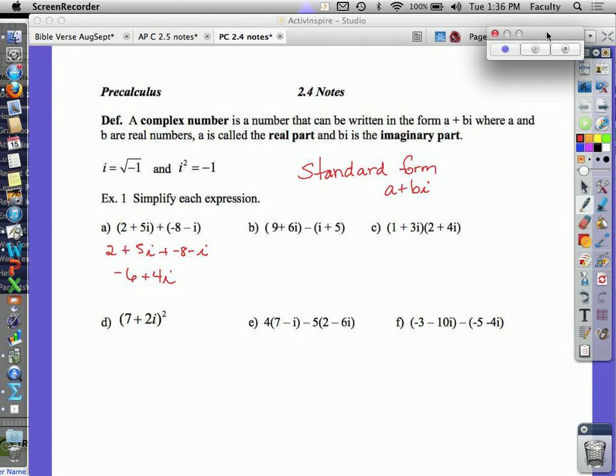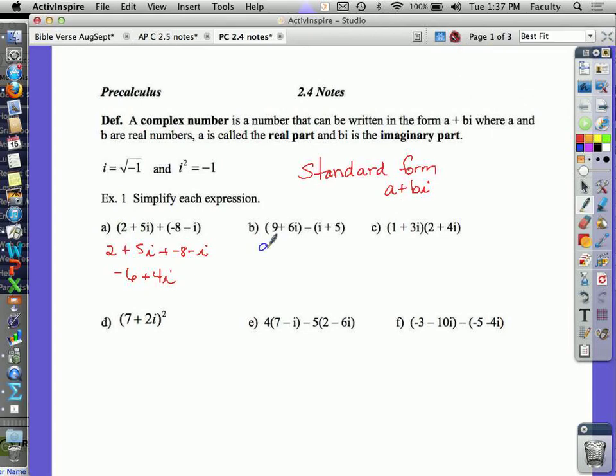Here we go. 2.4. Remember, standard form of a complex number is a plus bi. So we want to make sure we're going to write all our answers in a plus bi form. In letter B, I strongly recommend that you put the extra step. When you're subtracting, show the distributive property here. And then again, you're going to collect your like terms.